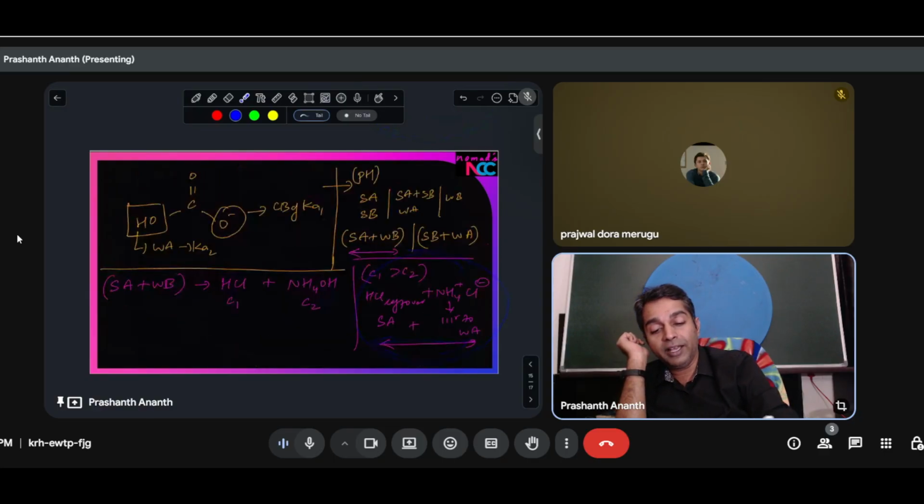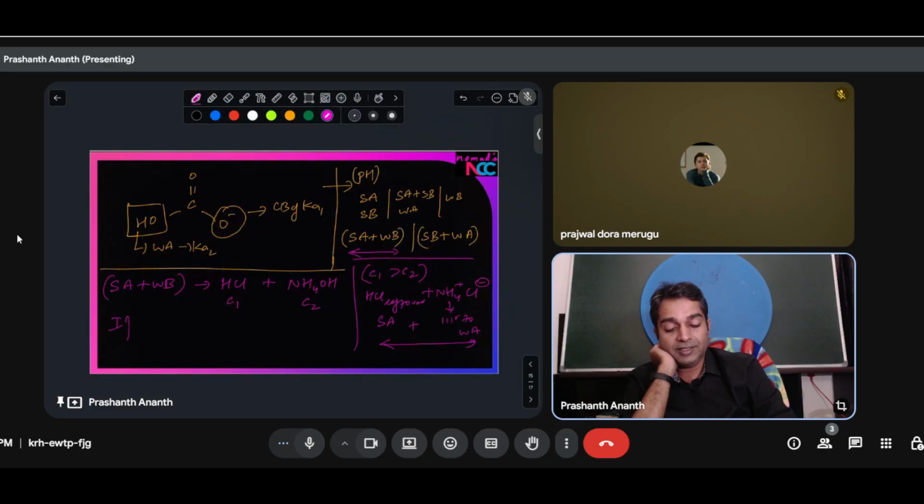Now let's look at the case 2 over here. If I am going to be having C2 greater than C1, what will happen in that case? HCl will be consumed. So I'll be having NH4OH left over.